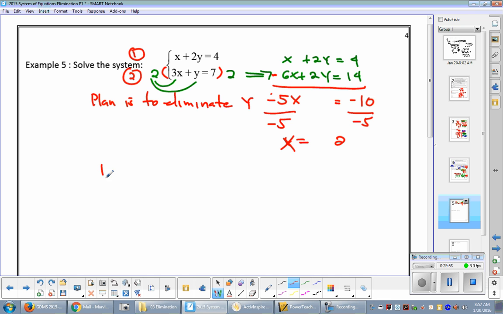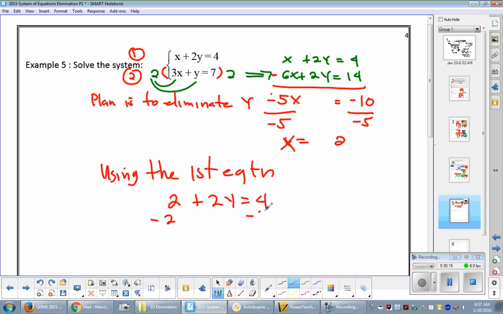So I will use my first equation. Using the first equation, I will replace x by 2. So I have x plus 2y equals 4. Solving for y, I'll just have to subtract 2 to both sides. We'll get 2y equals 2. Then divide 2, we'll get y equals 1. So the solution will be 2 comma 1.